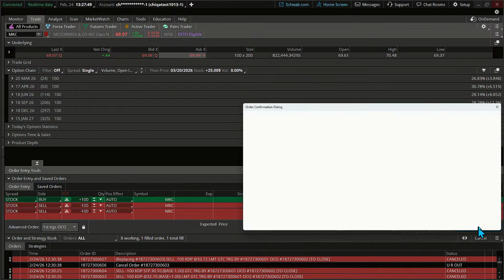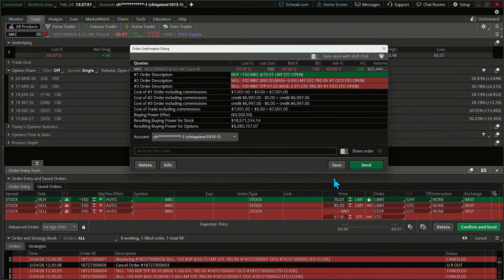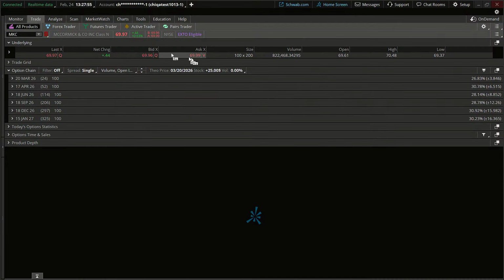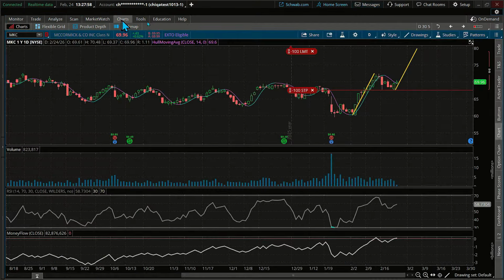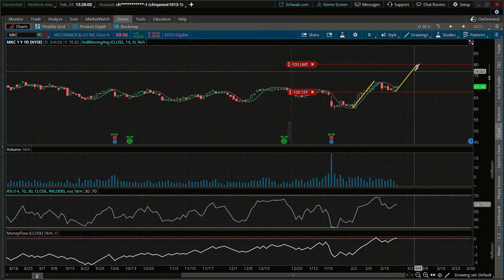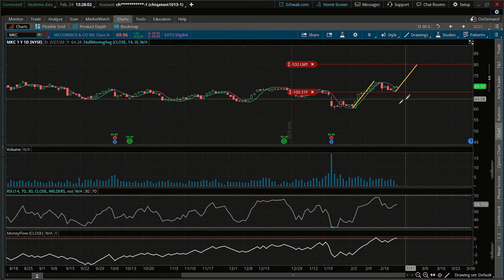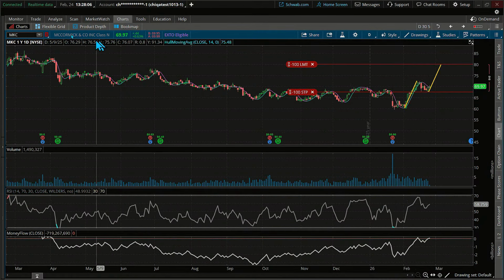So let's just take a look at this right here. There is the dialog box. I'll go ahead and send that through. There we go. We'll see what this looks like on the chart. Now it is set up pretty close. Okay, so that lines up about right to what we have. All right, so that was our first trade here.